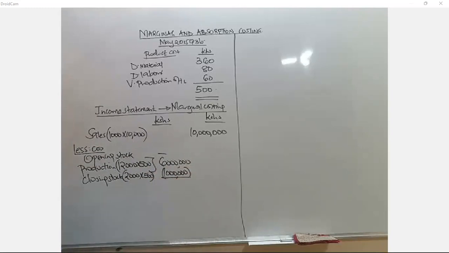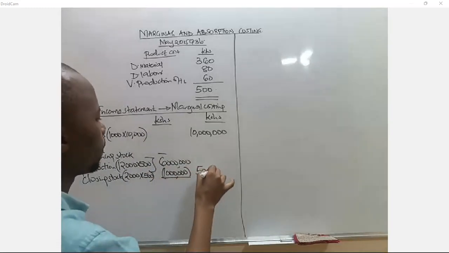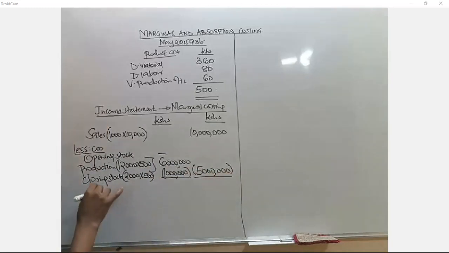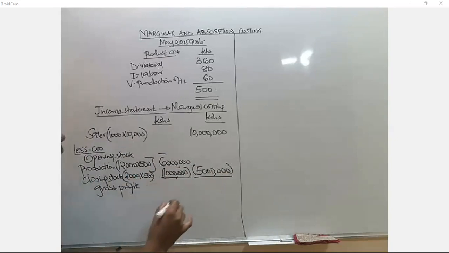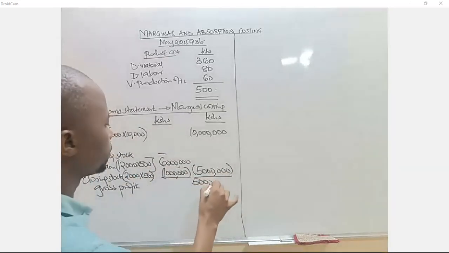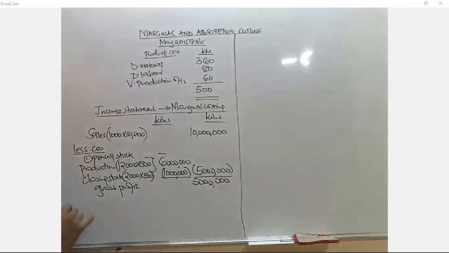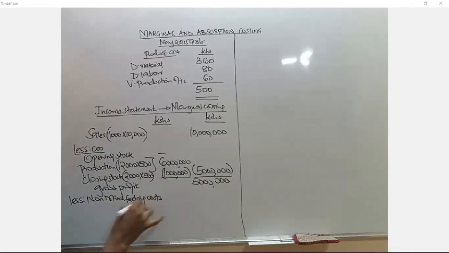right? How much are we getting here? Is 5 million. What is your gross profit? My gross profit will be 5 million. Now, let us less non-manufacturing costs.